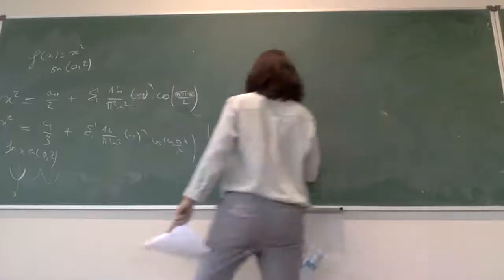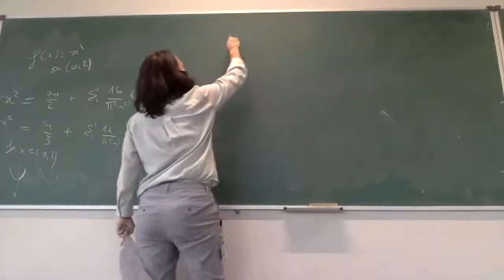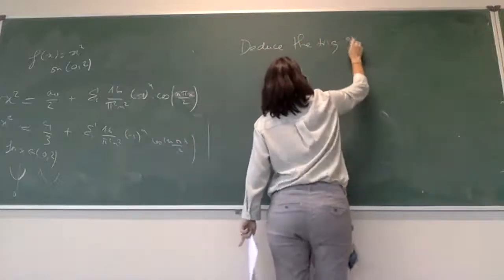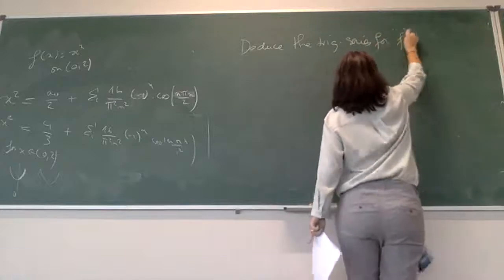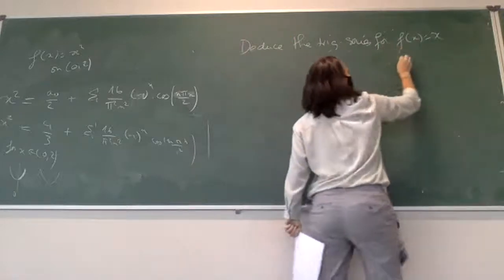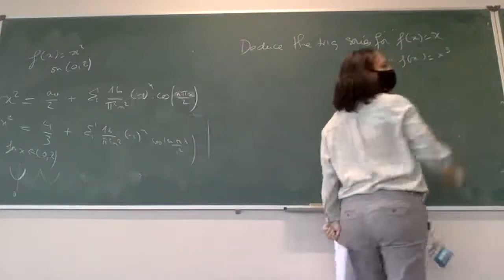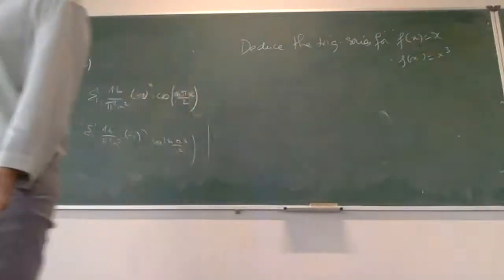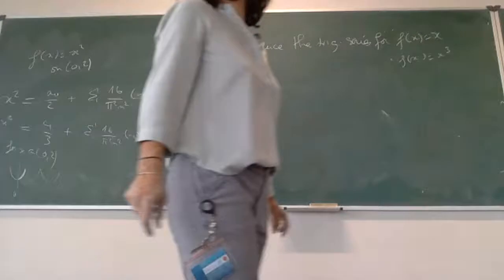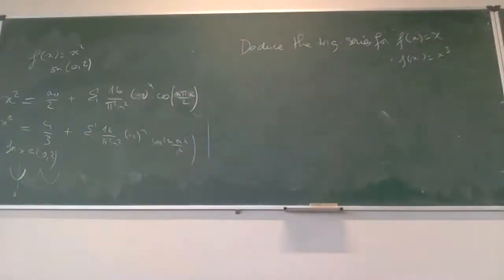So deduce the trigonometric series for f of x equal to x, and then we will do for f of x equal to x3. So what can I do? I've got the one for x squared. What can I do to find the one for x? Okay, so I've got the trigonometric series for x squared. How can I find the one for x?